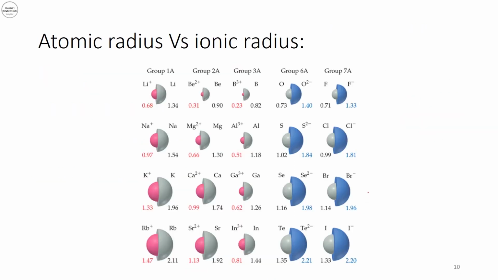Now, if I look at the atomic radius versus the ionic radius, you could see in general that the neutral atom is larger than the cation. So this is the cation, and here you have the neutral atom. The opposite is true when it comes to non-metals, because non-metals gain electrons. So you have here the neutral atom, and here you have the anion.